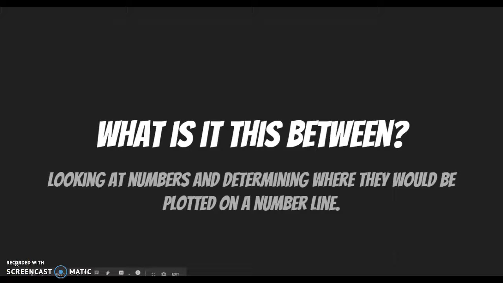Hi mathematicians. Today we're going to talk about what it is between, meaning we're going to look at some numbers and determine where they would be plotted on a number line.